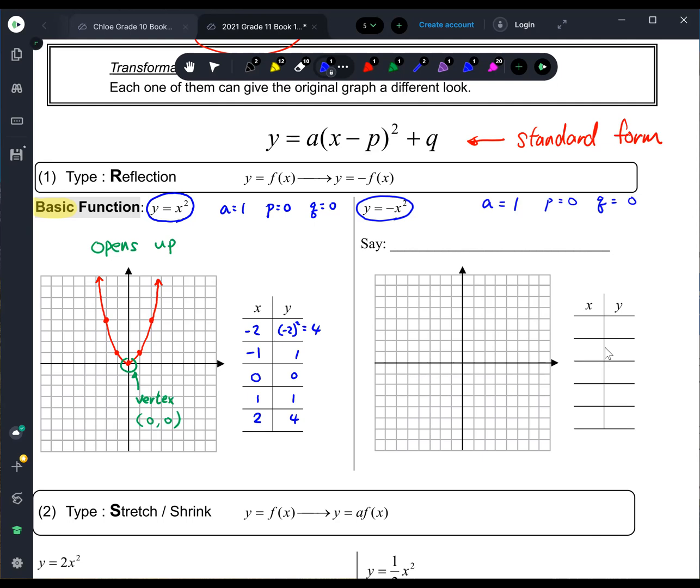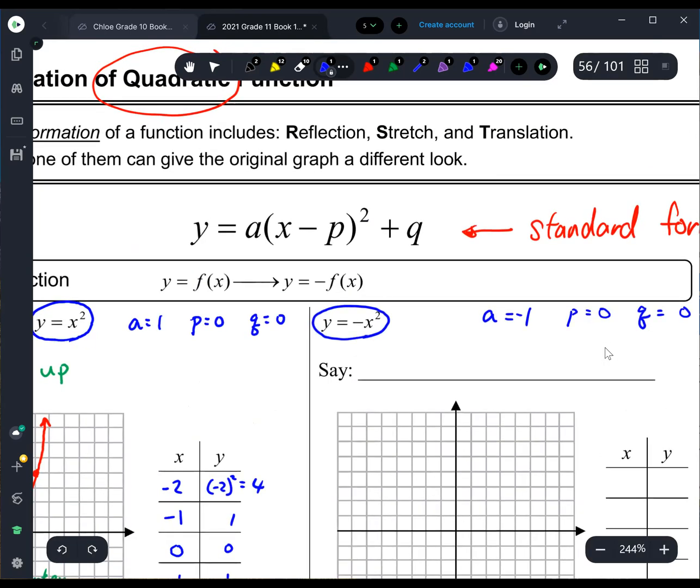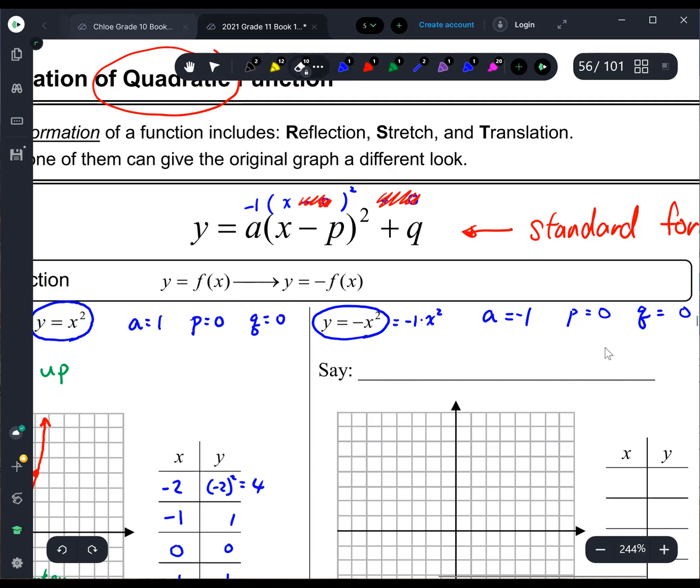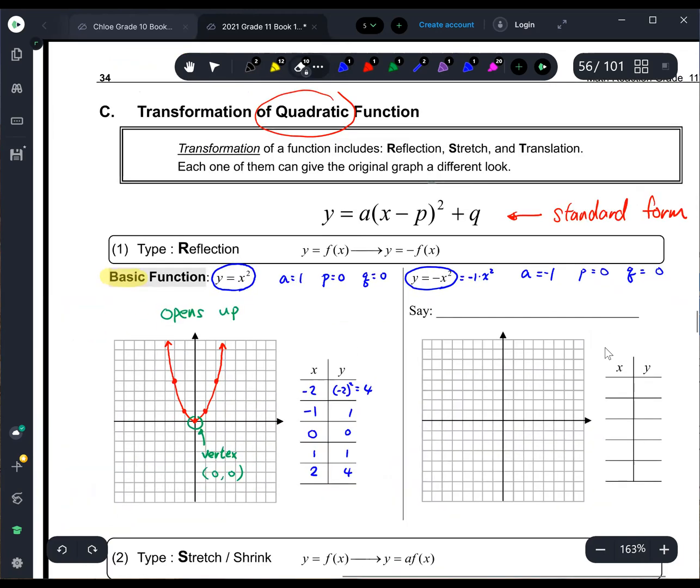Then where does the negative come from? Negative should be which value? A, yeah, it should be the A. Think about our standard form. If I put -1 in here, and then P is 0, so X minus 0, and Q is 0, I put 0 there. If it's 0, I can ignore it. They are gone. So the -1 just stays at the front, and then X bracket squared, you can just write as X squared. So the negative X squared is the same as -1 times X squared. So your A is -1. That's where the -1 comes from.